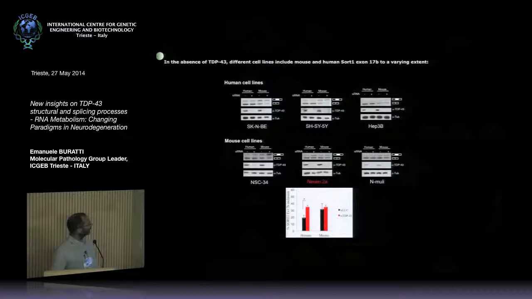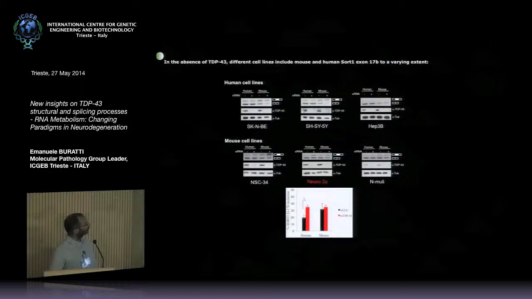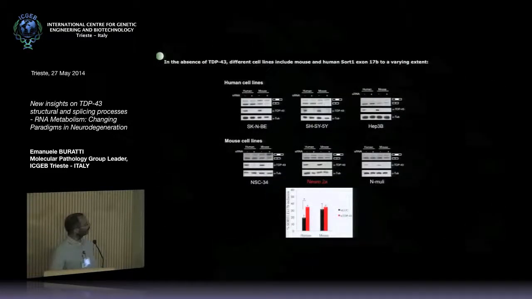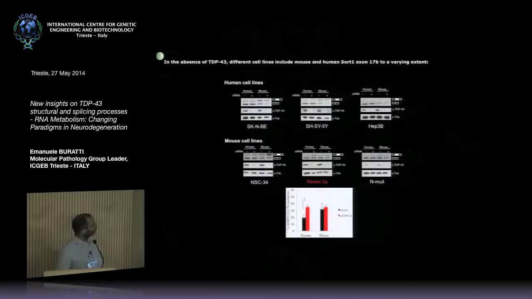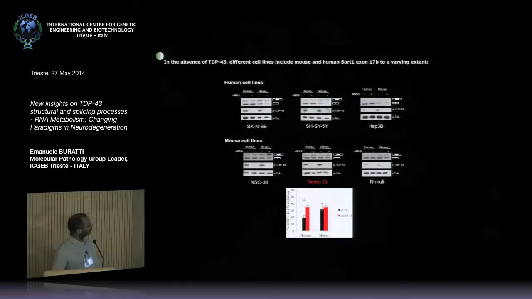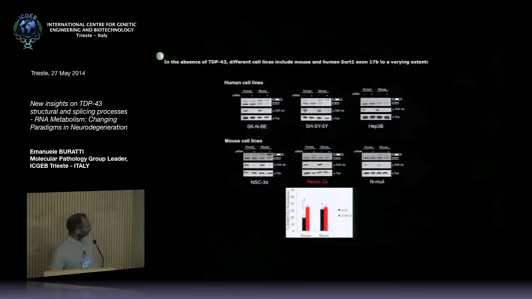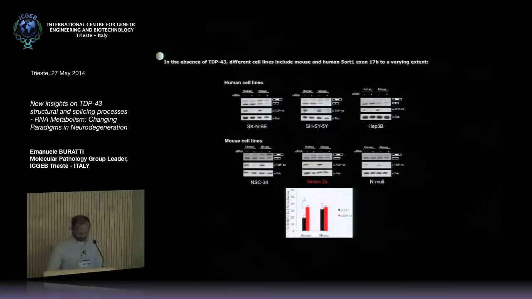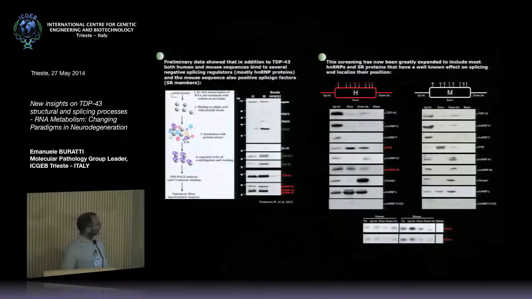In some cells, there is a complete switch of exon inclusion from mostly skipping to mostly inclusion when you remove TDP-43. And in some other cells also, if you remove TDP-43 and you look at the human context, you actually get some very nice inclusion of this particular exon.